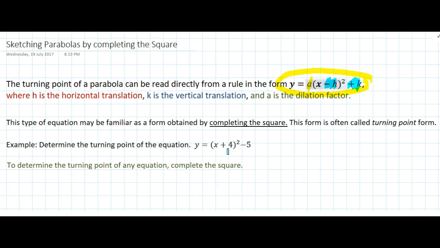Just an example down here. This is already in turning point form. The square's already been completed. It's a difference of two squares. We can read directly off it. This plus 4 tells us that the turning point has moved -4. Remember, a plus goes to the left. And this second piece here, -5, means that the turning point has shifted from the origin to (-4, -5). So in general, to determine the turning point of any equation, we complete the square, and that's why it's useful to us.